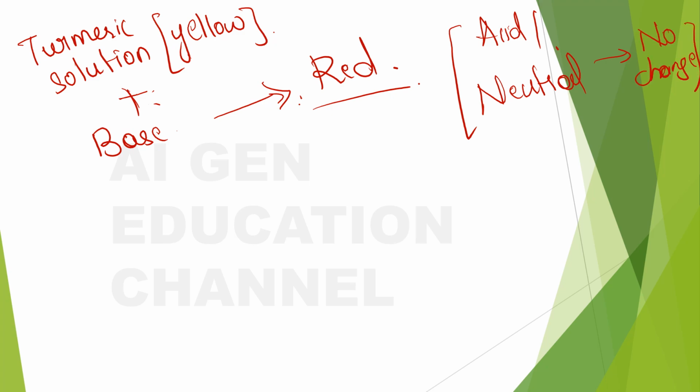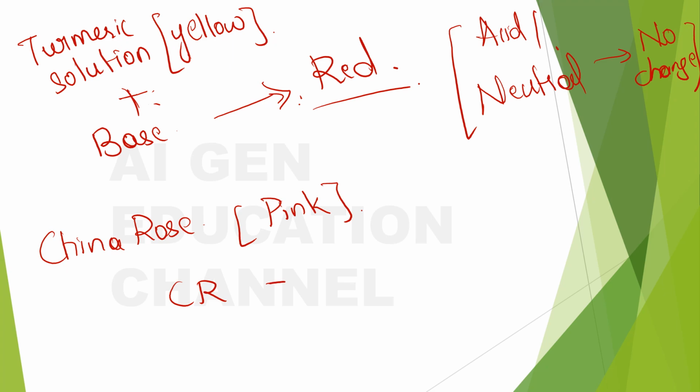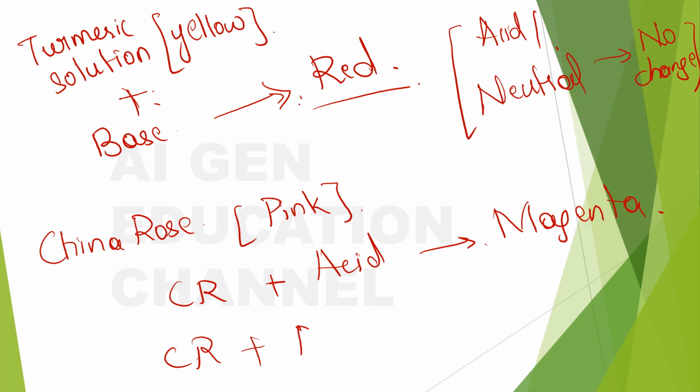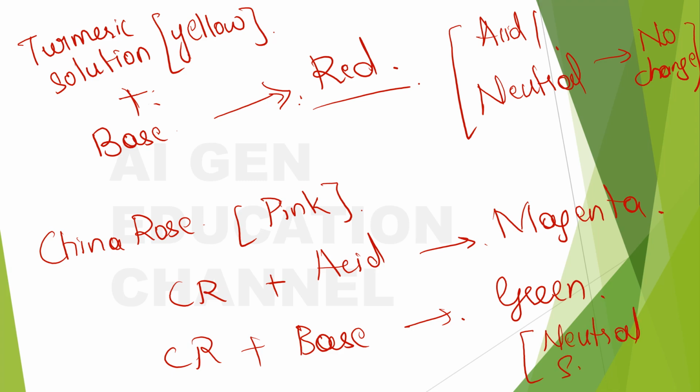Okay, next, what else do we have? We have China rose, which is pink in color. This pink China rose, when it reacts with some acid, changes its color to magenta. If this China rose reacts with a base, then its color changes to green. And its reaction with any neutral substance will not change its color, right? In a neutral substance, you can't find any change in its color.